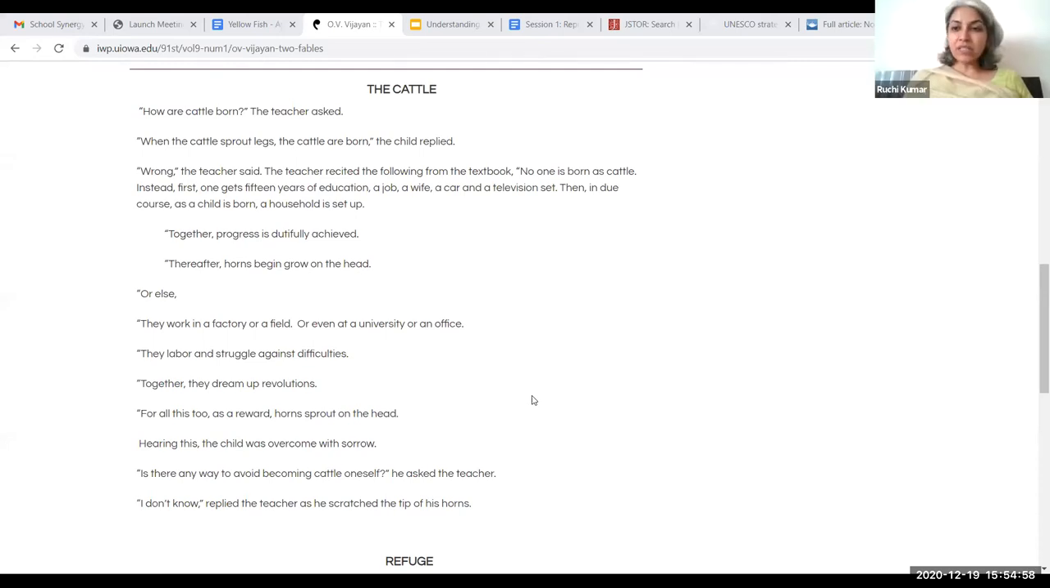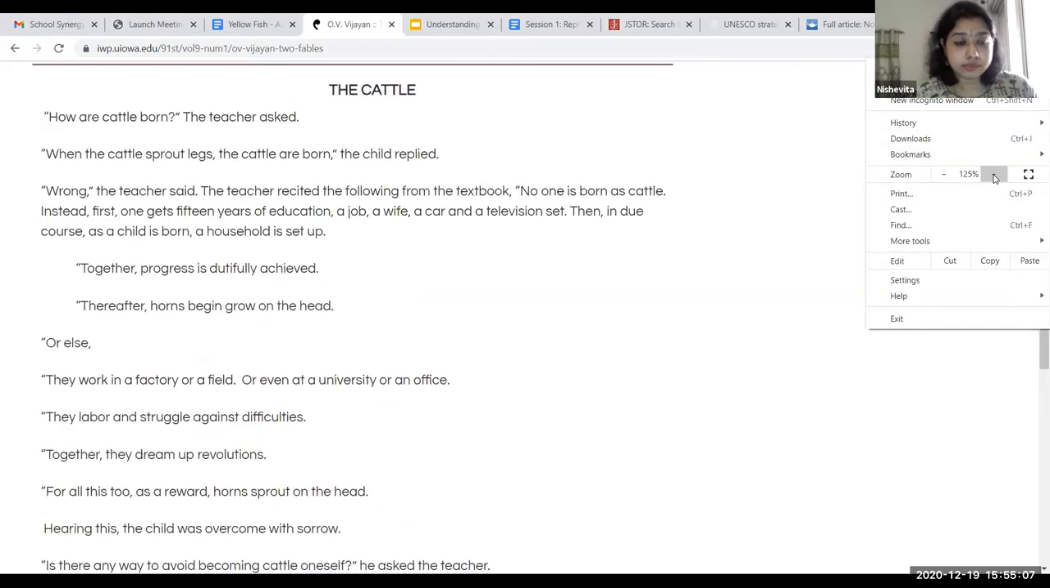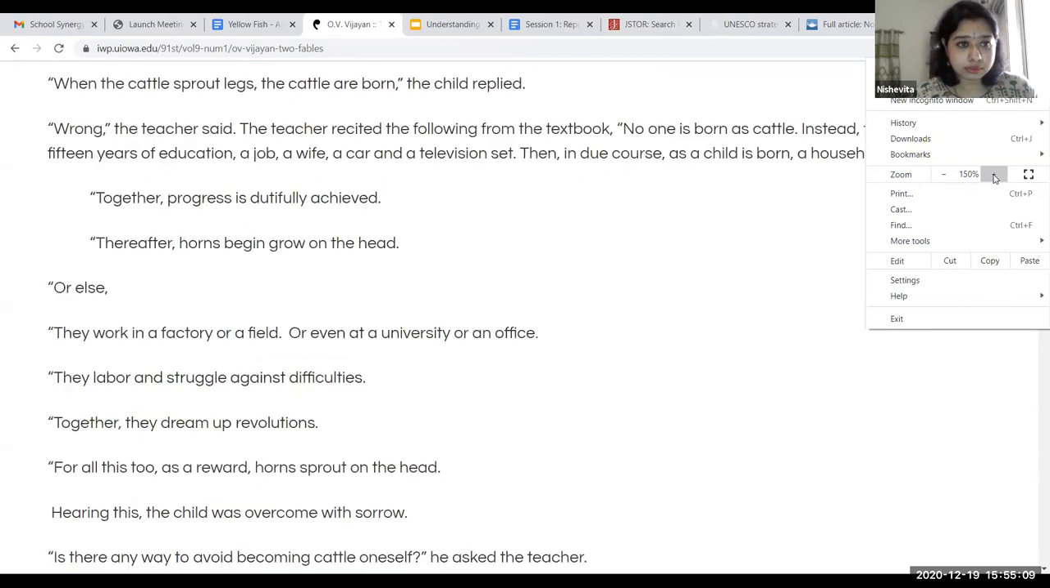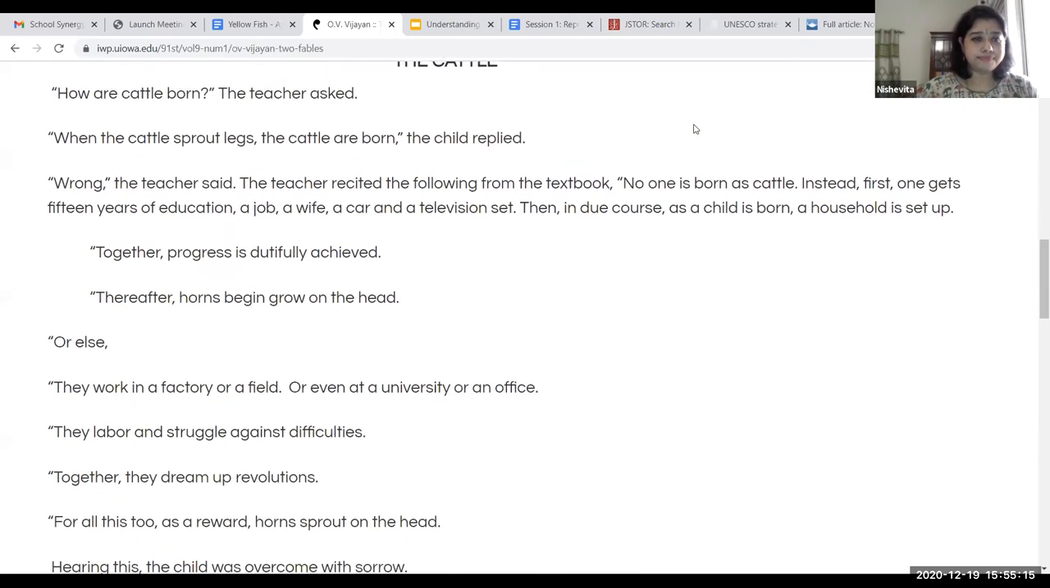Nisha, can you just zoom in a bit? Dikh nahi raha hai. Ek minute, hold on. Is this better? Yes. Okay. But this means I might have to scroll down a bit. Just tell me if you want me to scroll down.